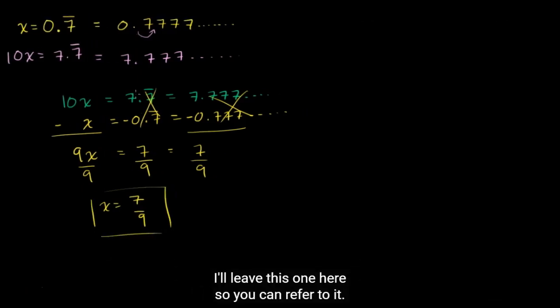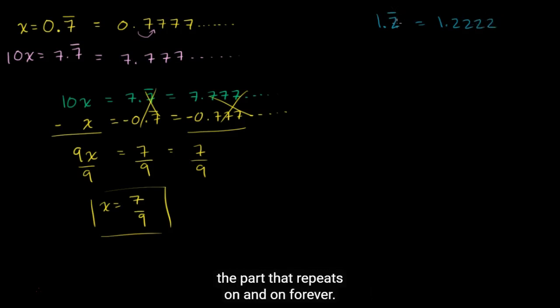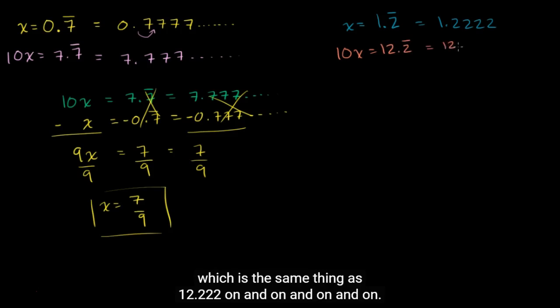Let's do another one. I'll leave this one here so you can refer to it. So let's say I have the number 1.2 repeating. So this is the same thing as 1.2222, on and on and on. Whatever the bar is on top of, that's the part that repeats on and on forever. So just like we did over here, let's set this equal to x. And then let's multiply this by 10. So 10x is equal to 12.2 repeating, which is the same thing as 12.222, on and on and on and on.